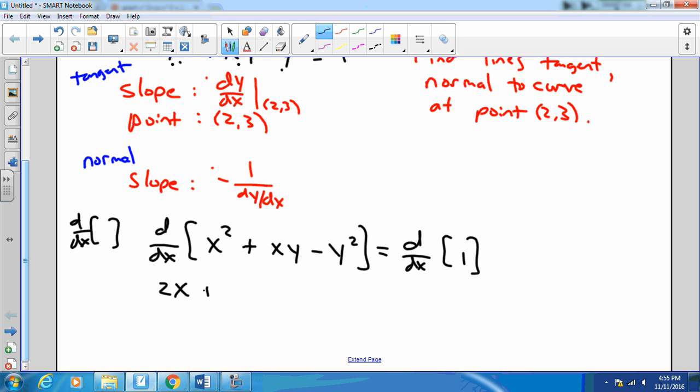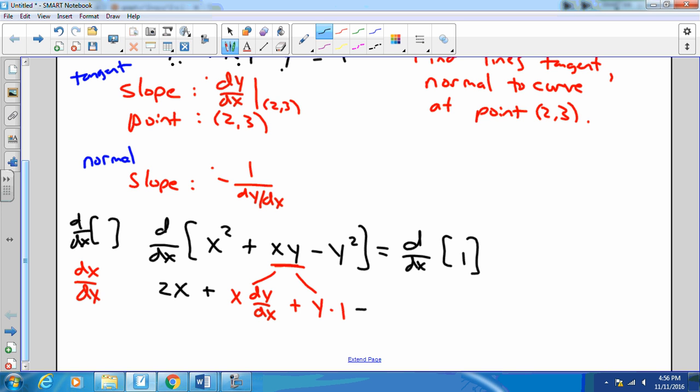The derivative of x squared with respect to x is 2x. The derivative of x times y requires a little bit of special care. Notice that this is a product, and so it's going to require the product rule. First times the derivative of the second, and notice that the derivative of y with respect to x is dy dx, plus the second times the derivative of the first. And notice that the derivative of x with respect to x is 1. I could have written it as dx dx, but that is, of course, just 1.